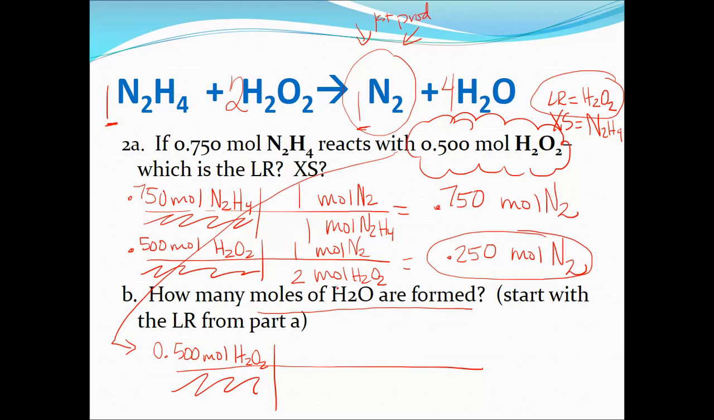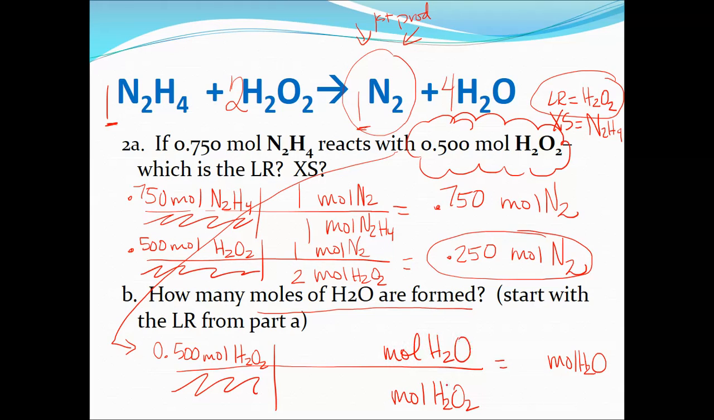And we want to go to moles of water. So it's asking us to find the moles of water. How much water can we make? Mole to mole is one step. So I'm going to put moles on bottom of H2O2, and on top, I'm going to put moles of H2O.